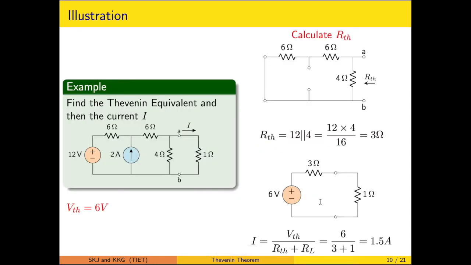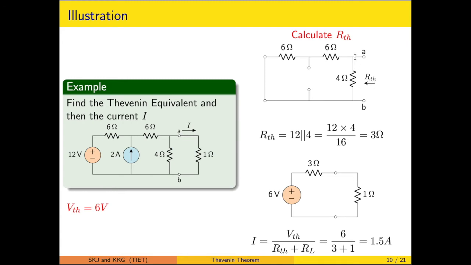So for this, let us revisit the same question, and here is the load terminal. We are interested in calculating the RTH because VTH has already been calculated. To calculate it, we have to turn off all the independent sources. So the voltage source is short circuited; the 12 volt battery is replaced by a short circuit. The current source is to be open circuited; the 2 ampere current source is open circuited. Now this is going to give you the RTH.